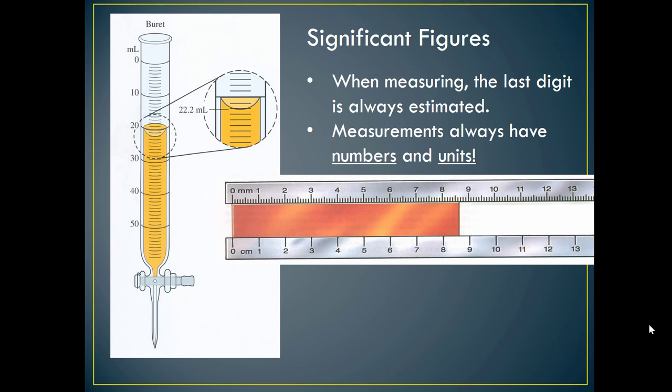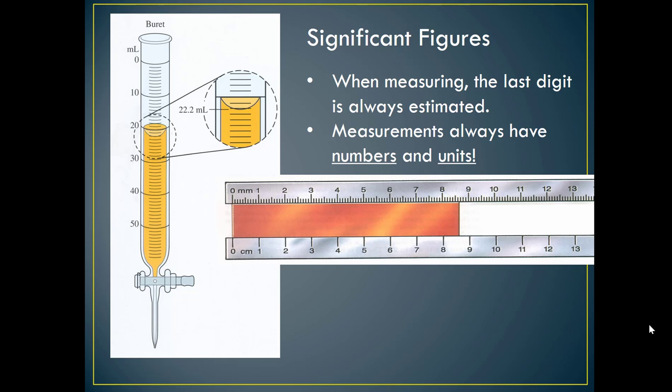Significant figures are very important in chemistry. A significant figure is a number that is measured. And when you are measuring, you always want to estimate one additional digit past the numbers that you know for sure that you've measured from the instrument.